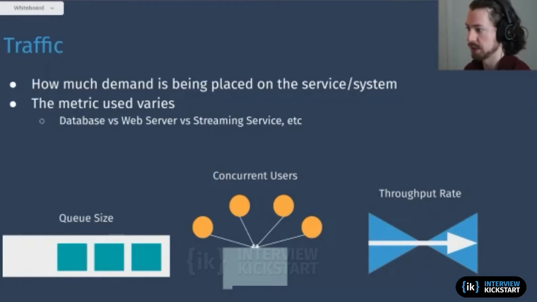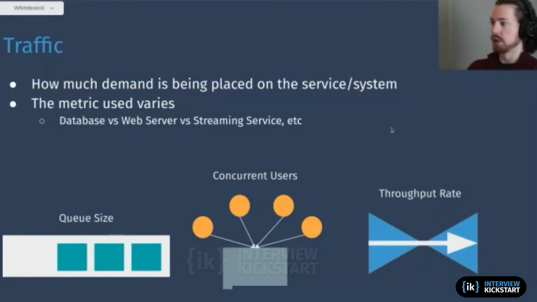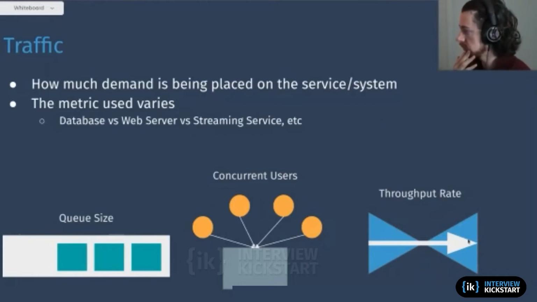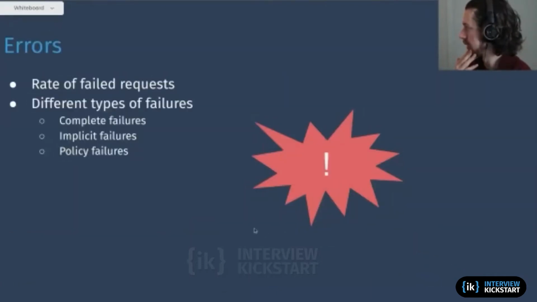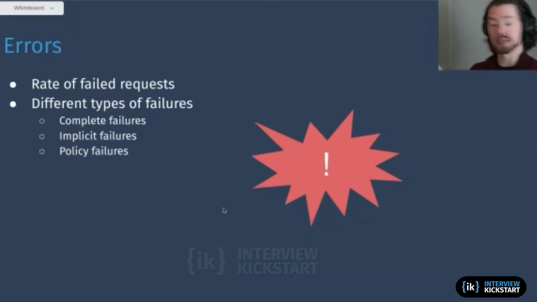But let's see. So, but yeah, traffic. So yeah, we covered traffic errors. Oh yes, this is the slide. So this is what we were just talking about, in fact. So very relevant to the discussion here.